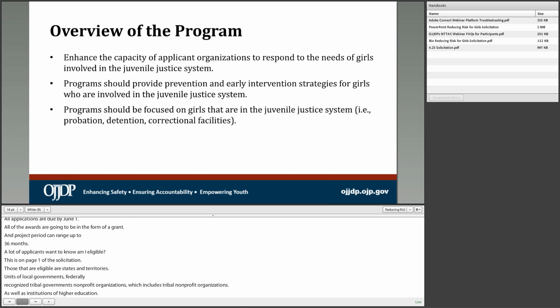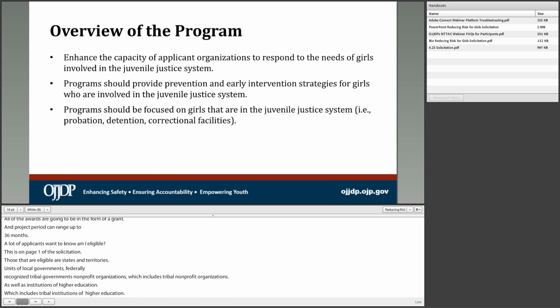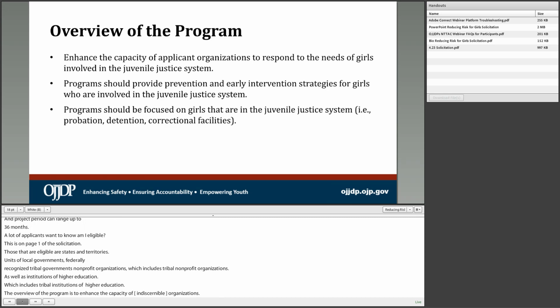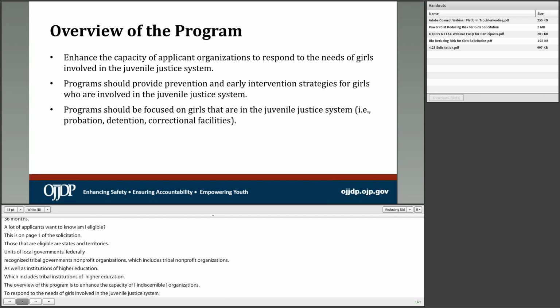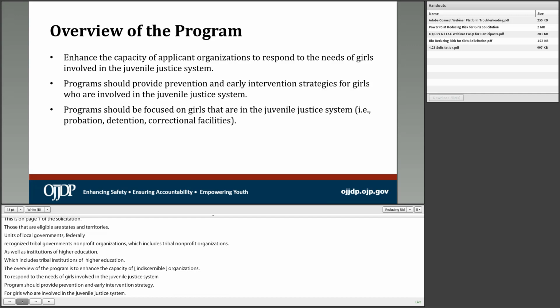So the overview of the program is to enhance the capacity of applicant organizations to respond to the needs of girls involved in the juvenile justice system. Programs should provide prevention and early intervention strategies for girls who are involved in the juvenile justice system. So programs should be focused on girls that are in the juvenile justice system, such as probation, detention, and correctional facilities.